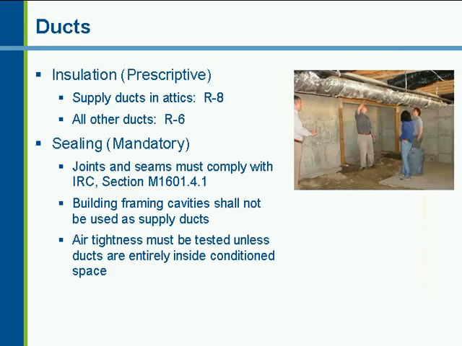Ducts, as we've mentioned, must be insulated if they're in unconditioned space. Supply ducts in attics must be insulated to R8. All other ducts, both supply and return, must be insulated to R6. It is mandatory that the ducts be sealed in accordance with the IRC joint and seam specifications. You're not permitted to use building framing cavities, for example, as supply ducts, and there is a required test of the air tightness to verify that the sealing has been done correctly.